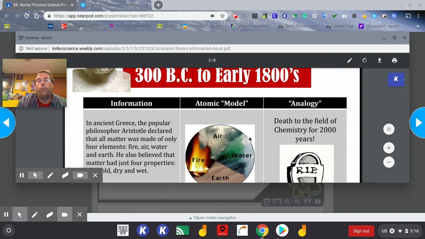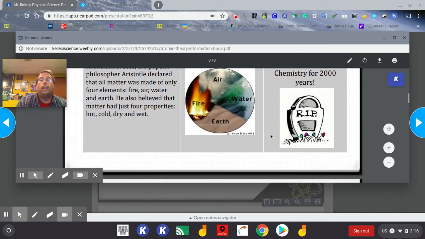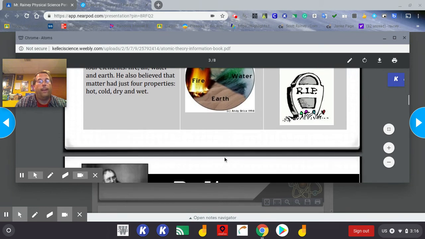The theory that existed for the longest time was Aristotle's theory of atoms, or all matter being made up of a combination of fire, air, water, and earth. Unfortunately, that's a way inaccurate description of the way matter works. But Aristotle was so respected that belief lasted for about 2,000 years until the next experiment. Scientists started to look at it and evaluate it.